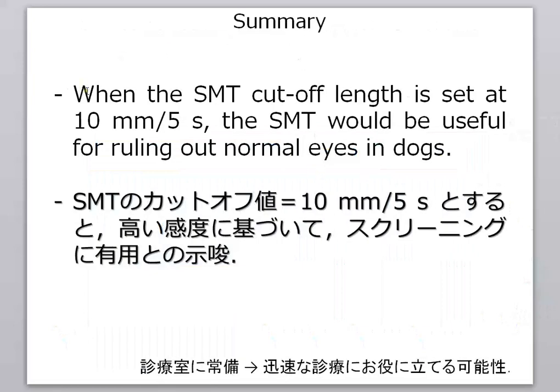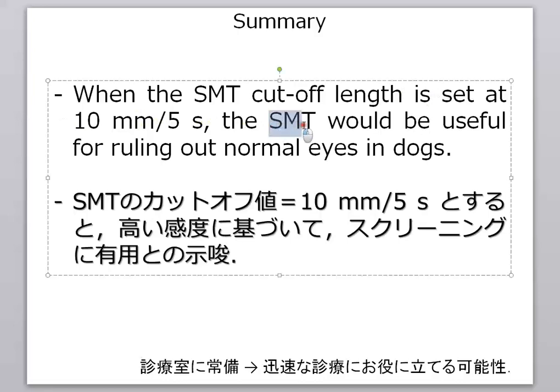So, in summary, we would like to suggest that the SMT cutoff length for dog should be set at 10 mm, by taking into account the original concept of the SMT, strip meniscometry test: quick, simple, and non-invasive. So this test should be performed at the very beginning stage of the diagnosis to determine whether this subject is healthy or not. So the main purpose is actually to rule out the normal eyes.